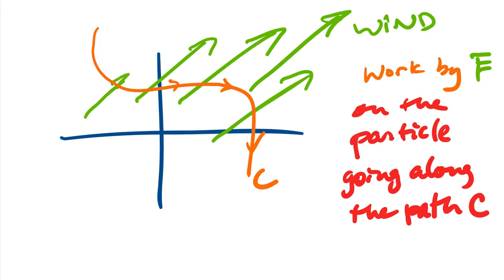So work is force times distance. It's the dot product of these. Okay. So with that said, the distance traveled. So what you do is you split this up.